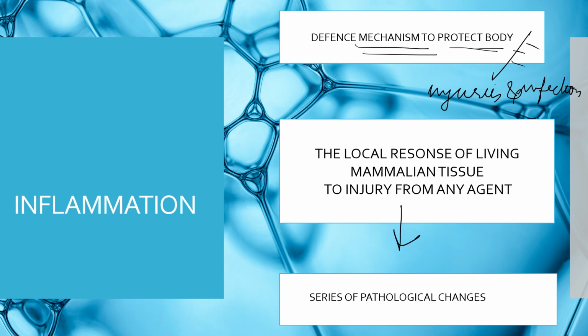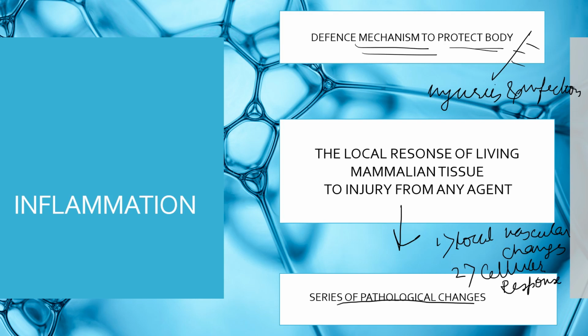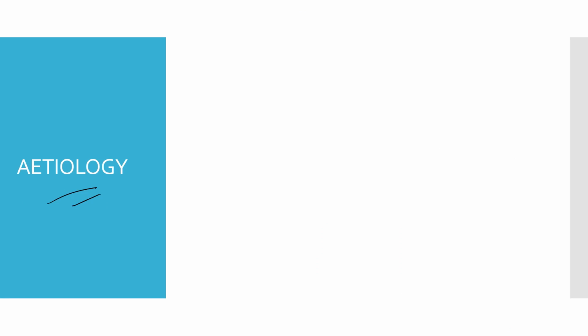It is actually a series of pathological changes which occurs: number 1, local vascular changes, number 2, the cellular response. Now moving on to the etiology of inflammation. There may be many etiologies of inflammation.